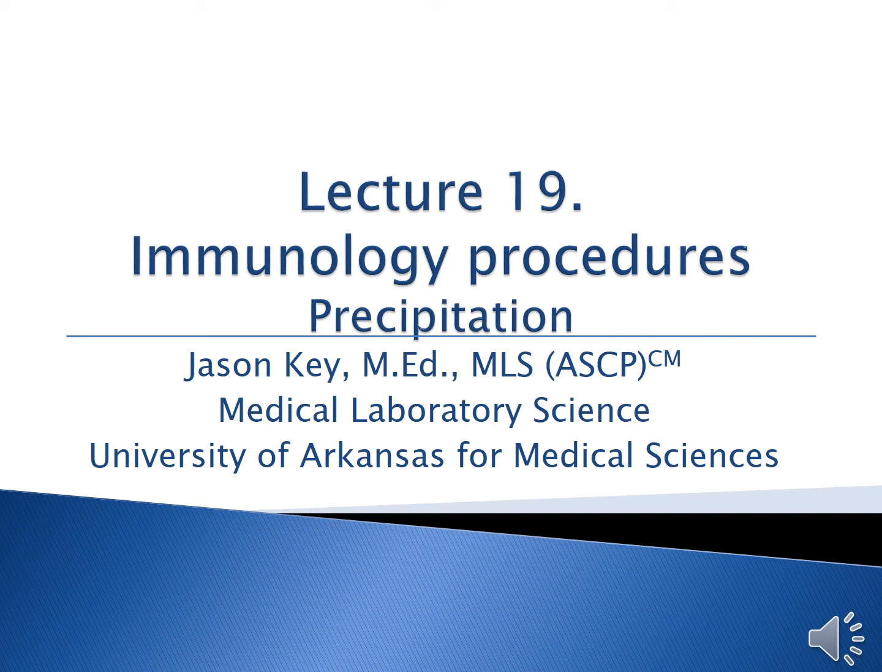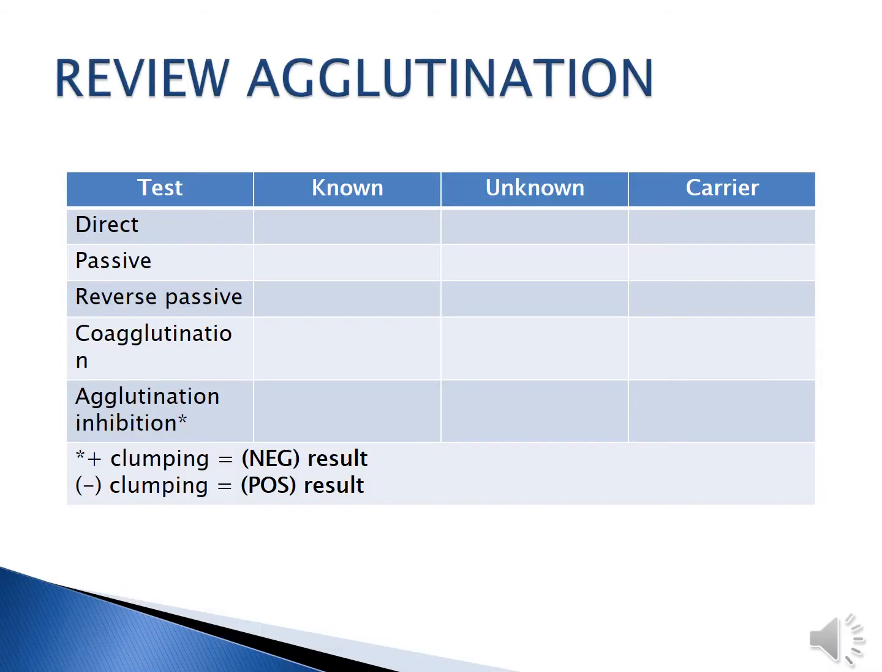This is lecture 19, and we'll be going over some immunology procedures that are more common in the laboratory that use precipitation. First, let's review some agglutination testing. If you'll fill out this chart or write it down on a piece of paper, we'll go over the answers in the next slide.